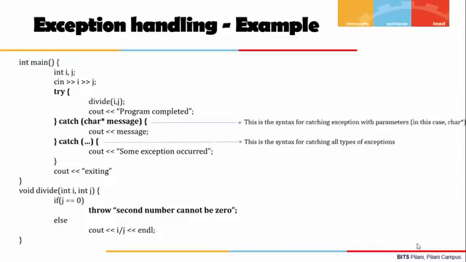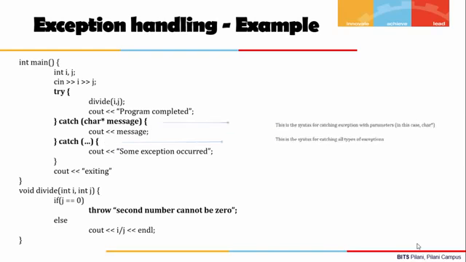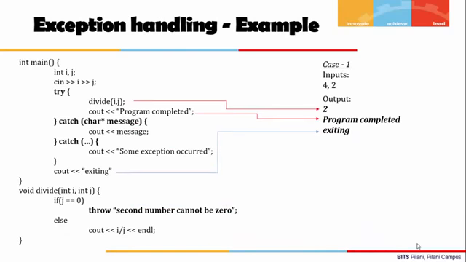So this is the syntax for catching the exception with parameters. In this case, we are using a char star parameter. This is the syntax for catching all types of exceptions. Let's see one example. So input is 4, 2. Output will be 2. The program completed will be printed and it will exit.